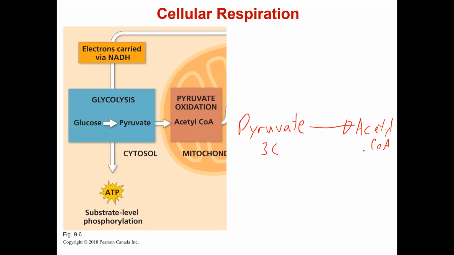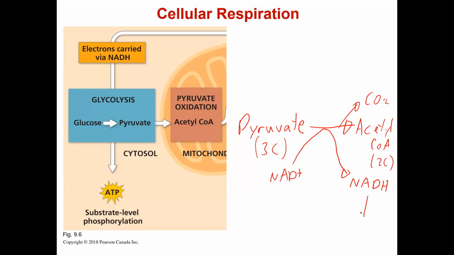Acetyl-CoA. So 2 out of the 3 carbons are left over at this point. So what happens to the carbons? Well, we make carbon dioxide. So there's our 3 carbons. We have no ATP in this reaction, but we do have some NADH being made. So remember that takes NAD+, and there's my NADH.